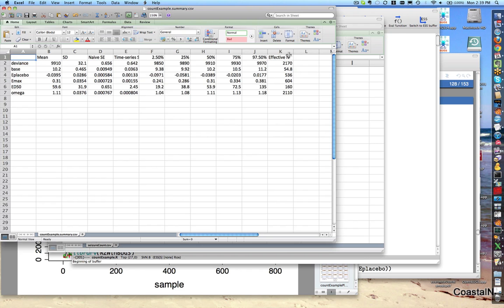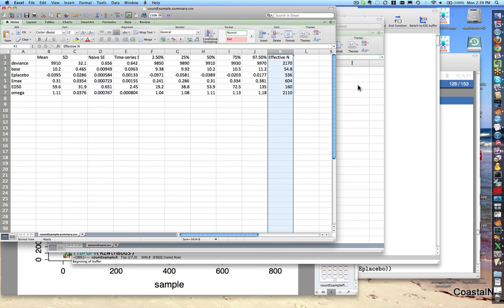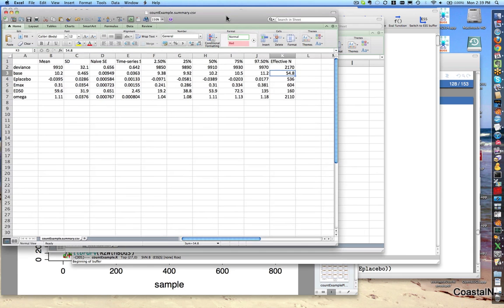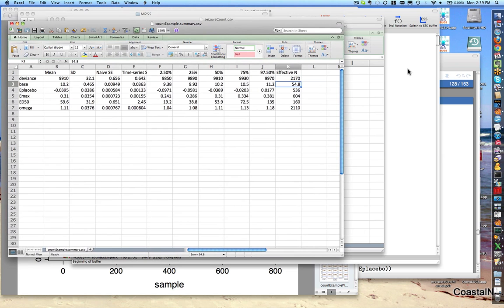here. If we look at our effective n values here, you can see though things like omega look great, and Emax is probably tolerable even if not optimal. Same thing for E placebo. When we look at this base here, we've got an effective n count of only about 55, which certainly won't give us very good precision for that quantity. So if we wanted to make inferences based upon the baseline value, we don't really have sufficient samples to do that. Now it depends on how much precision we want.